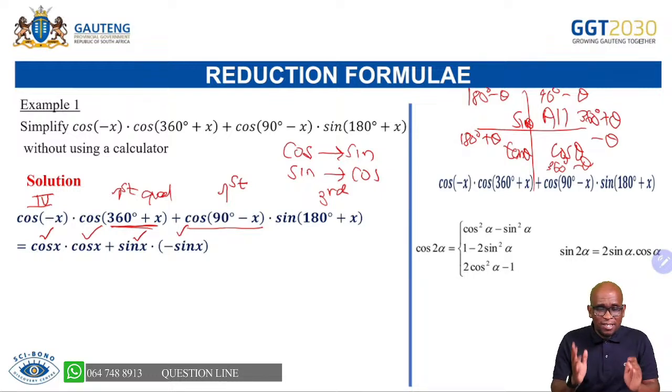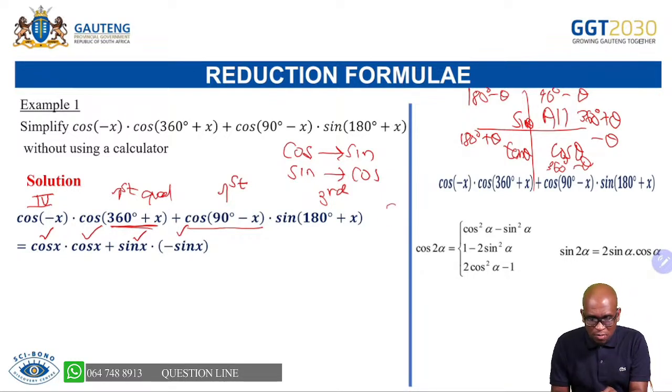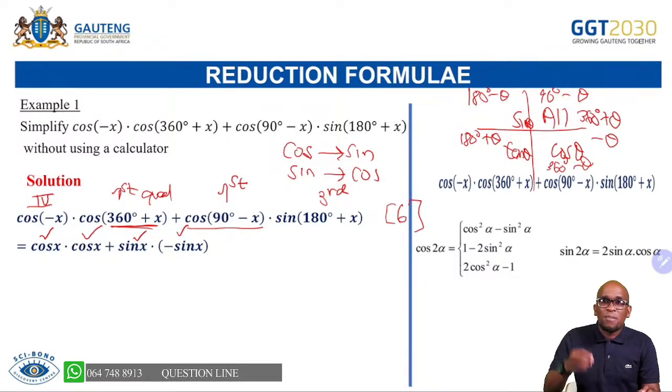So currently, as it stands, you have about 4 marks. If this question was for 6 marks, you already have 4 marks, good people. And that 4 marks is not difficult to get. So please make sure you practice your reductions.